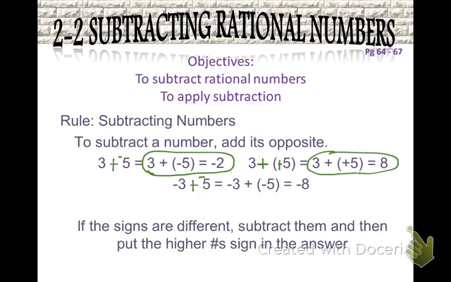All right, at the bottom we have, if the signs are different, subtract them and then put the higher number sign in the answer. Now, that was the same idea as we had for the addition rules. If they have the same sign, you add them up. If they have different signs, you subtract them and put the higher number's sign.